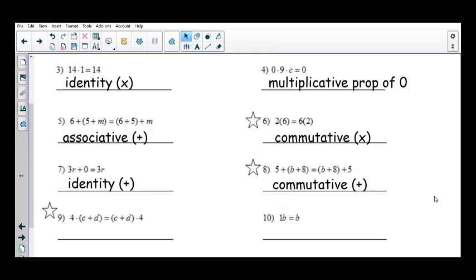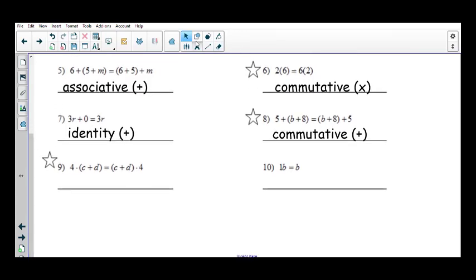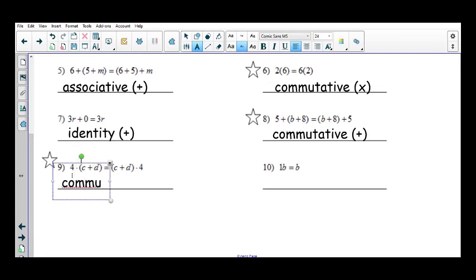All right, number 9 has a star next to it also. So looking at this, we've got 4 times (c plus d) equals (c plus d) times 4. The parentheses are still around c plus d. It is not associative. But the order of the 4 and the c plus d is changing. That's commutative. And in this case, it's going to be the commutative property of what operation? If you were thinking multiplication, you are correct, because the operation between the 4 and the c plus d is multiplication.